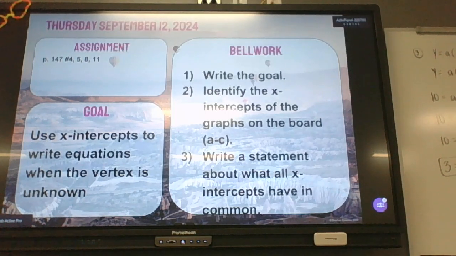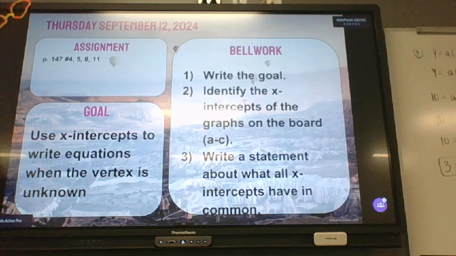Okay. Letter A. A has 2 x-intercepts, here and here. Can you see them all the way over there, Jerome? It's negative 5 and negative 1. That's true. Our x-intercepts are this value here and this value here. I'm going to write them as points: negative 5, 0 and negative 1, 0.